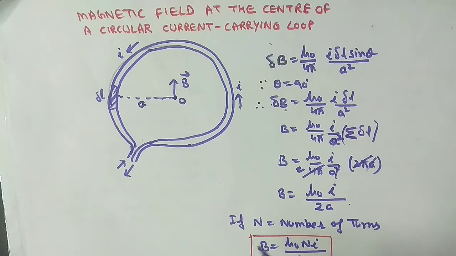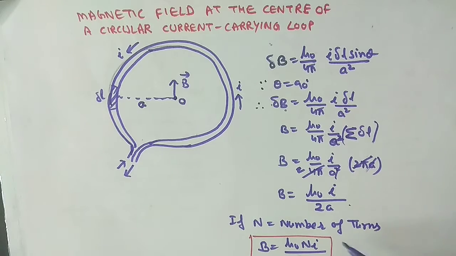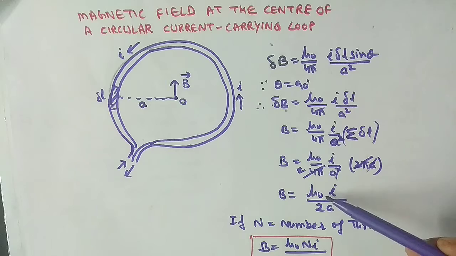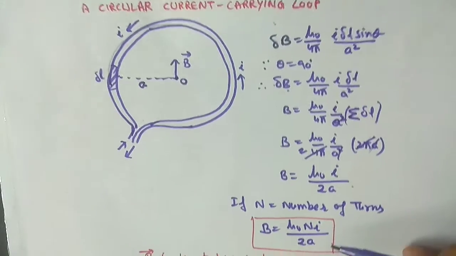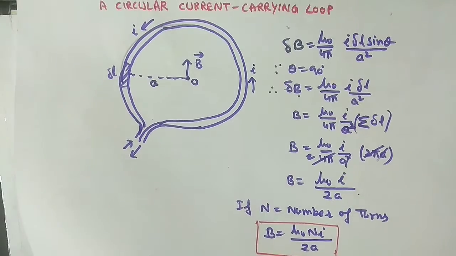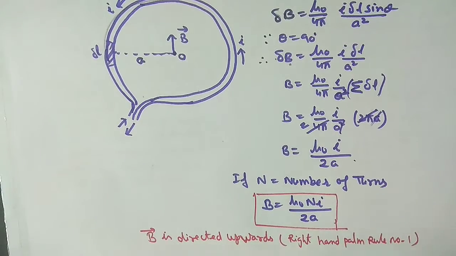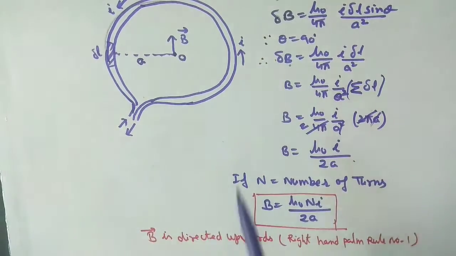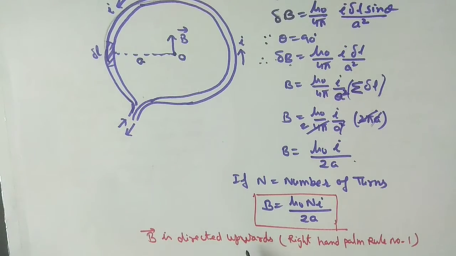And again, if N is the number of turns, then you can write the desired formula by multiplying this by capital N, so mu naught N I upon 2a. So this is the desired formula. And remember, again I remind you, the direction of the magnetic field at the center of this current carrying loop is always directed upwards. Why? Using the right hand palm rule number 1.